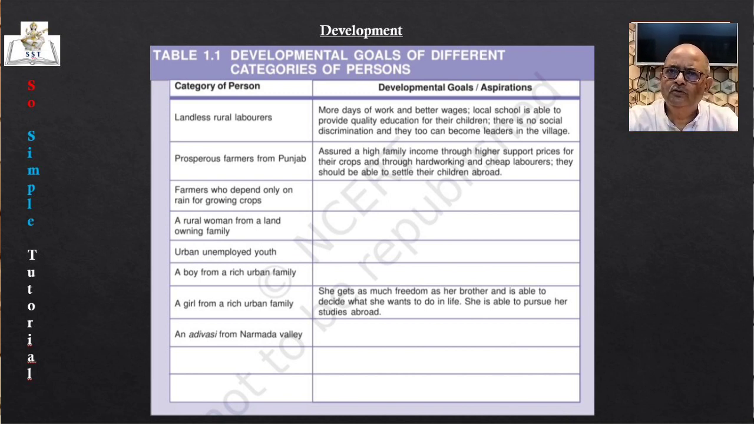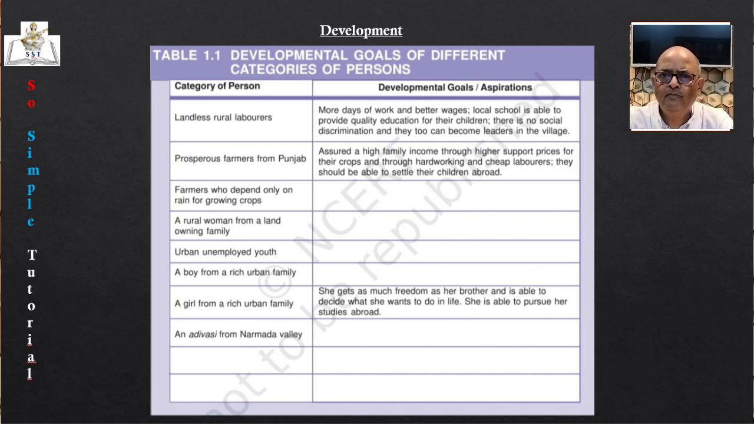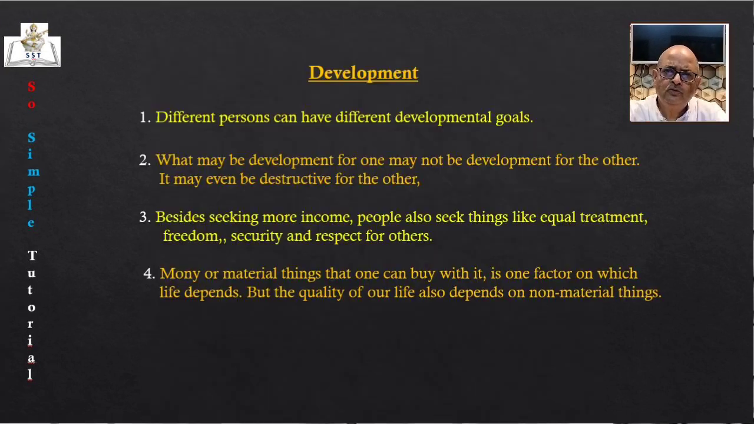From this table, what do you conclude? Do all these people have the same notion of development? No. Each one of them seeks different things which they think is important to them, which can fulfill their aspirations and desires. So we can say different people have different notions of developmental goals.